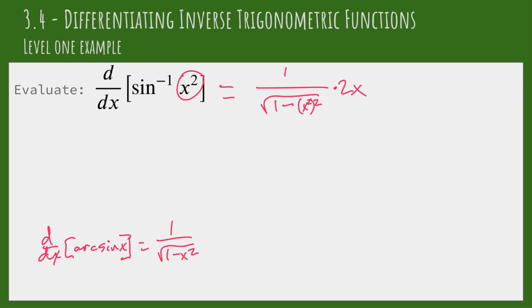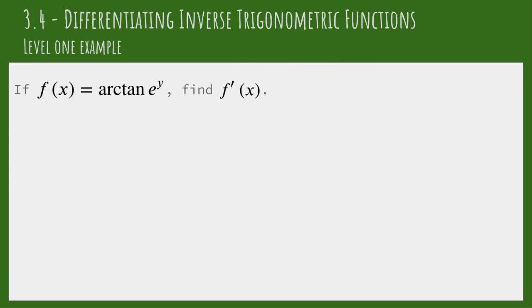Just cleaning this up, and this is something that we could have done as we went. This is going to be x to the fourth here, and that 2x that we multiplied, we can just put in the numerator, and we get that expression.